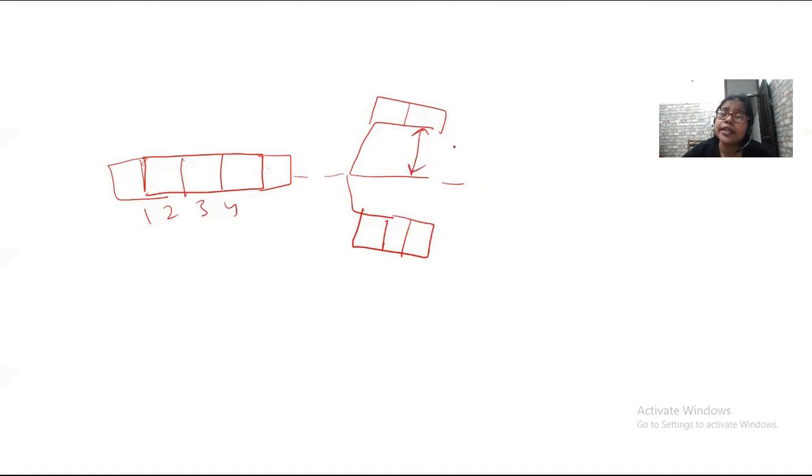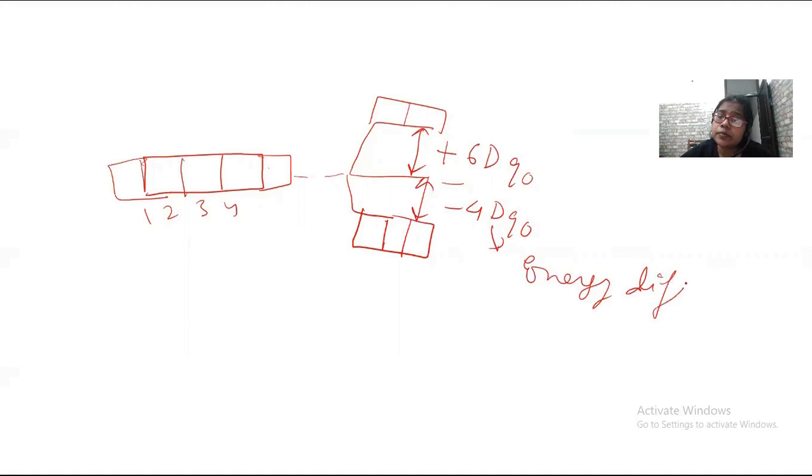this is destabilized by plus 6 Dq, okay? And this is stabilized by minus 4 Dq. Now, what is this Dq? Dq is the energy difference from barycenter. Okay. Now, why is this plus and this minus? Because obviously this is getting destabilized. So it is gaining energy.